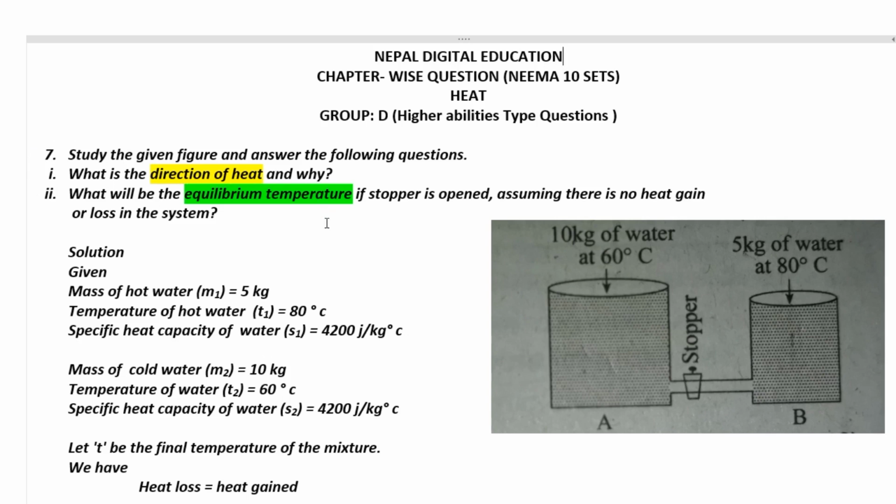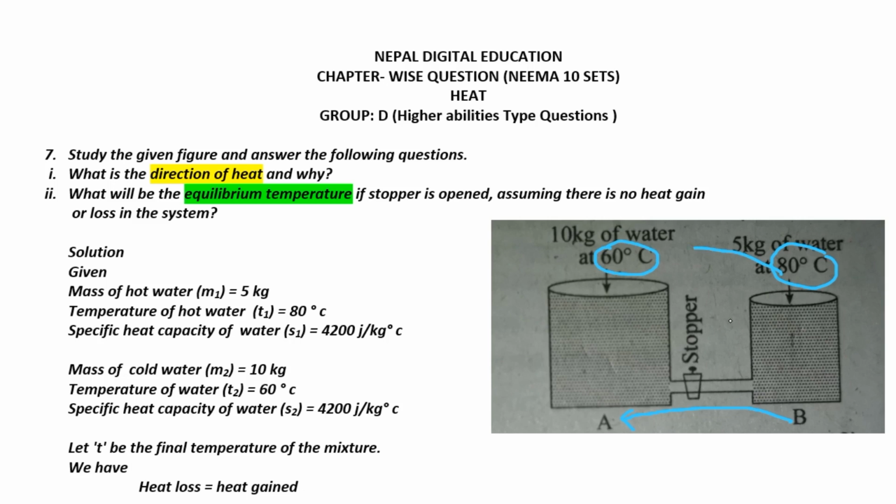So we know heat always flows from higher temperature to lower temperature. So here the temperature in B is 80 and in A is 60. So heat flows from B to A, because B has 80 degrees Celsius and A has 60 degrees Celsius. So our answer is B, because heat always transfers from high temperature to low temperature.